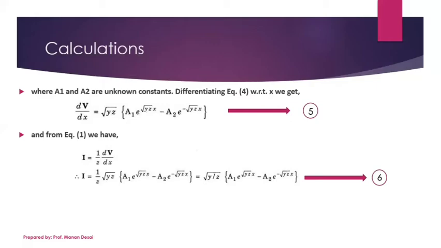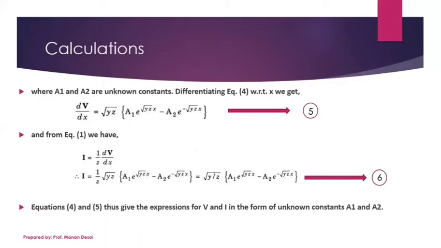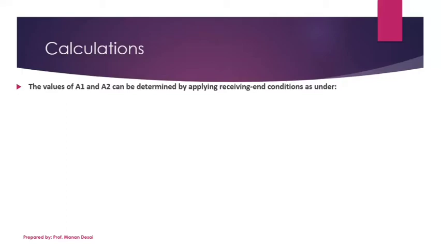So we got I. Now from equations 4 and 5, we can obtain the voltage V and current I equations in terms of the unknown constants A1 and A2. The values of A1 and A2 can be determined by applying the receiving end conditions as follows.